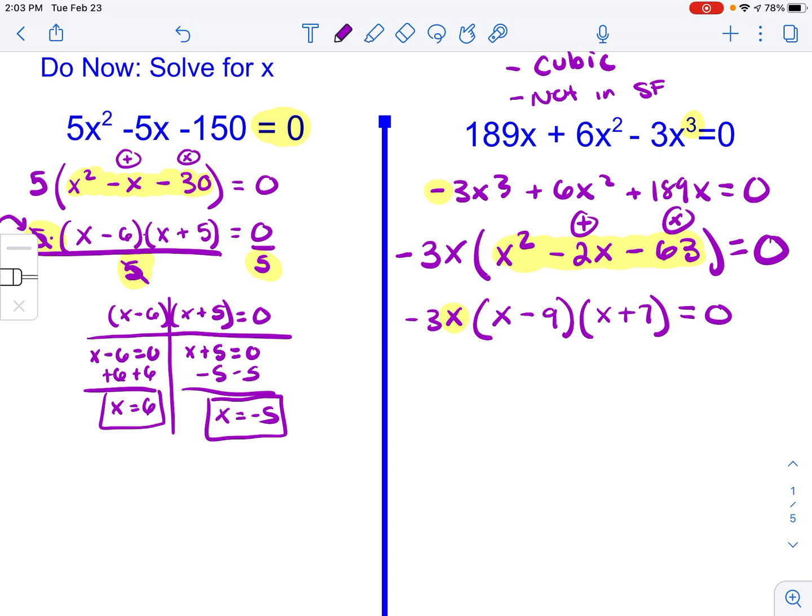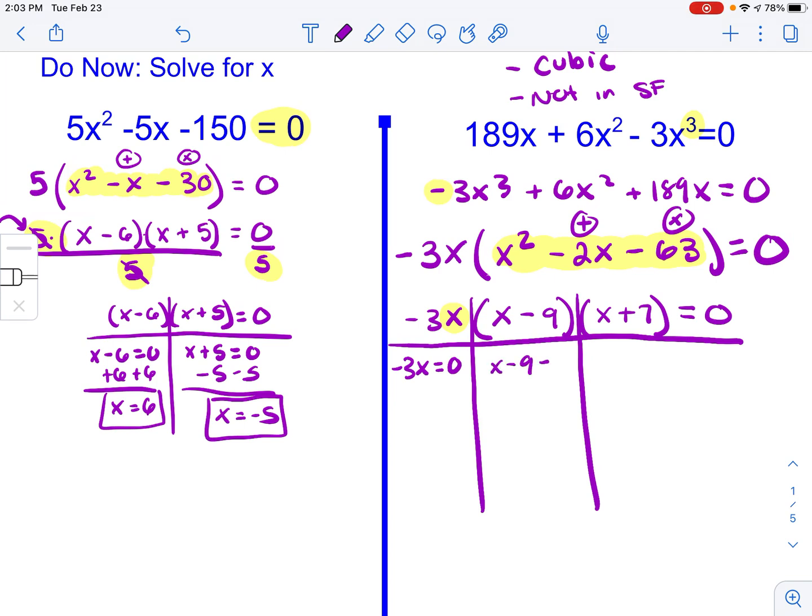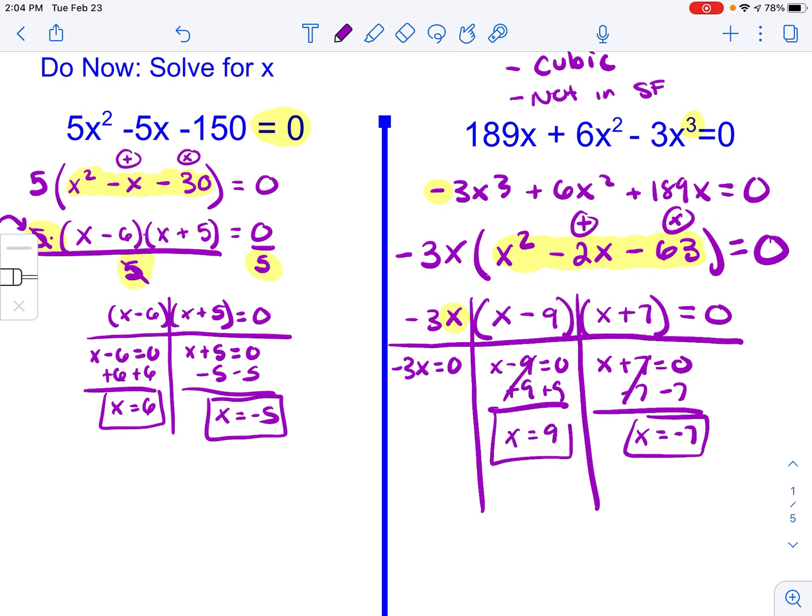So instead of dividing out my leading factor, I'm going to separate them into 3 columns this time. One of the columns being negative 3x equal to 0. The other one being x minus 9 equal to 0, and then x plus 7 equal to 0. Now these ones we know pretty quickly. We get x is equal to negative 7, and we get x is equal to positive 9.